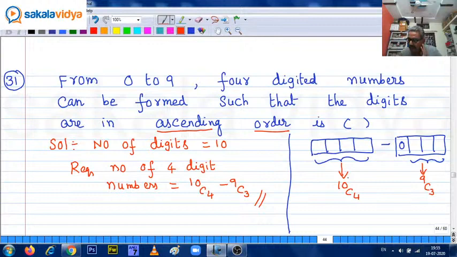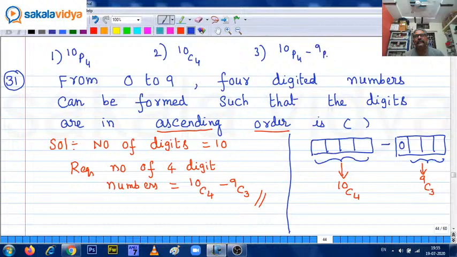I have forgotten the options. Okay, I'll get the options here. First option 10P4, I forgot. Second option 10C4. Third option 10P4 minus 9P3. Fourth option 10C4 minus 9C3. That means fourth option is the right option. Fourth option is the right option.